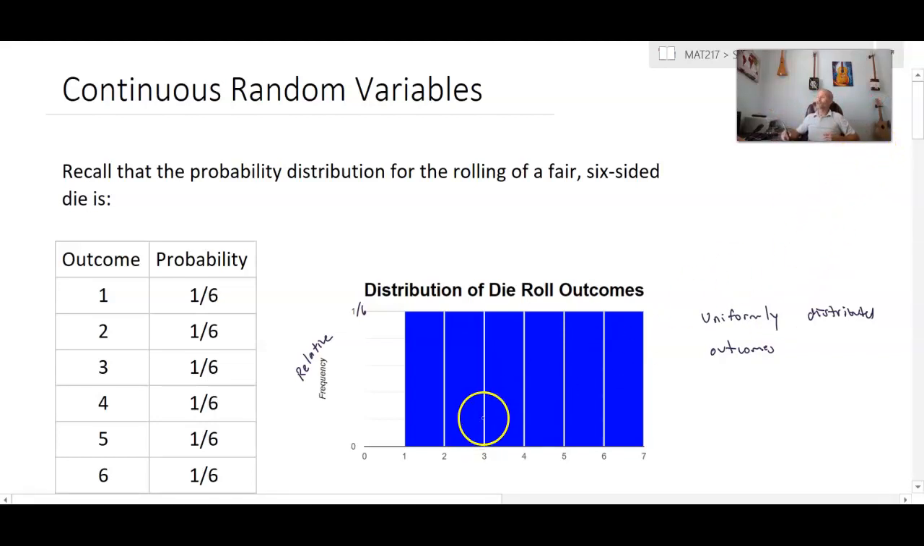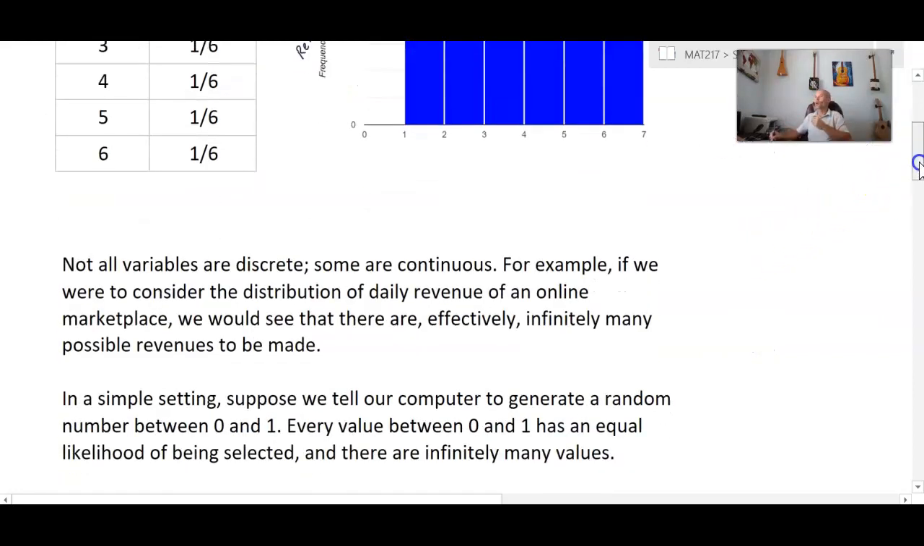But this is great. However, what about situations where it's possible to actually have an outcome somewhere between 1 and 2? So maybe we're generating a random number, and that random number could be anywhere between 1 and 2. So it doesn't suffice any longer to think about this as a discrete situation. So some variables are continuous.